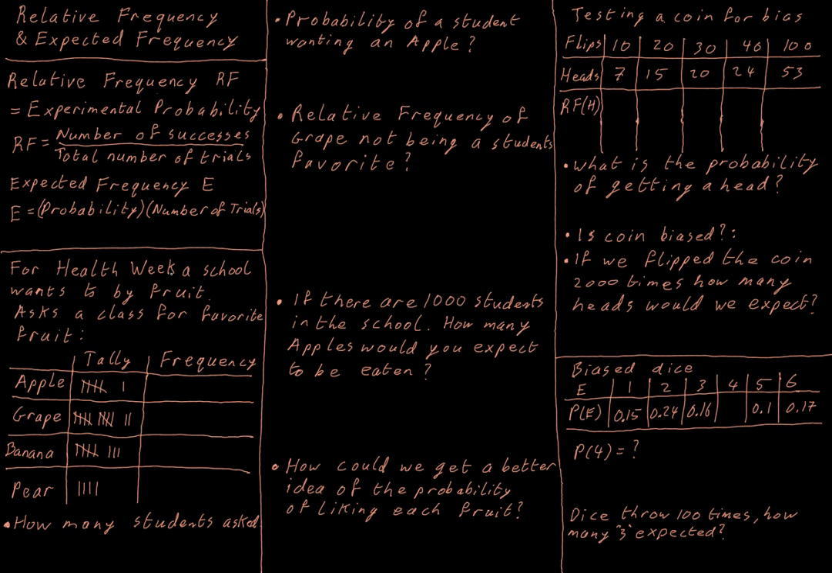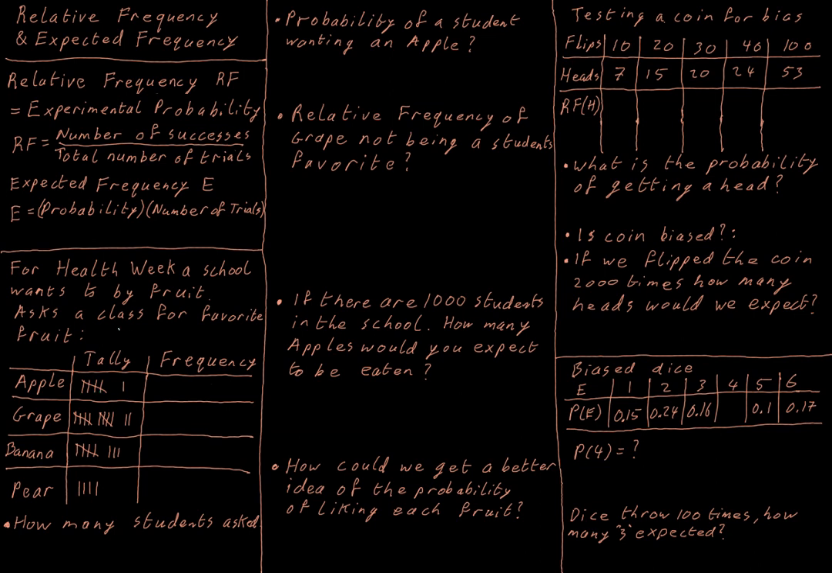So for Health Week in a school, they want to buy fruit for every student. And so to know how much fruit to get of each type, they ask some of the students in a class what their favorite fruit is. So this is the result. So we have the 4 options of fruit that they decided to give, and we have the tally of how many students liked each type of fruit. So we're going to use this as a look at how tallies get written.